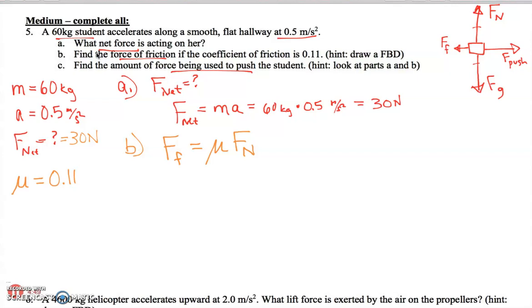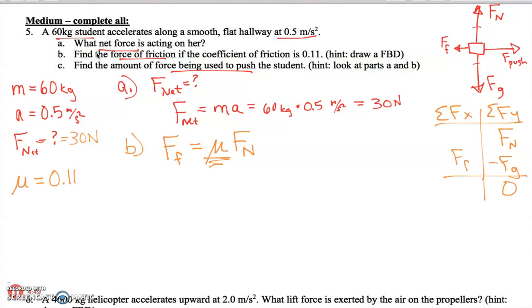Okay, so to be able to do this, we need to say, well, I know this, but do I know the normal force? So I'm going to go back to my free body diagram and see what I know about the forces in the x direction and the forces in the y direction. And I'm actually going to focus right now on the y direction. I know that we have a force normal up, force gravity down, and that those forces are going to add to 0.